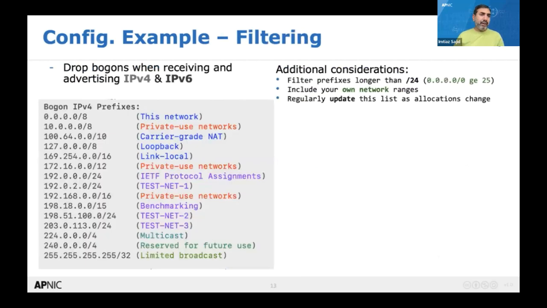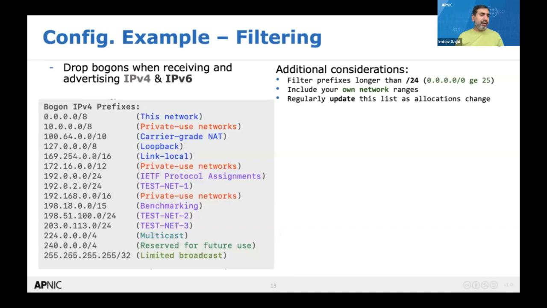Another thing, as I said earlier, we need to drop the bogons when we establish the BGP session. Regardless of your BGP speaker, whether it's your downstream or your upstream, or you have a session over the internet exchange point, or you have a bilateral peering, we need to drop the bogons when we are receiving and advertising IPv4 and IPv6 prefixes.